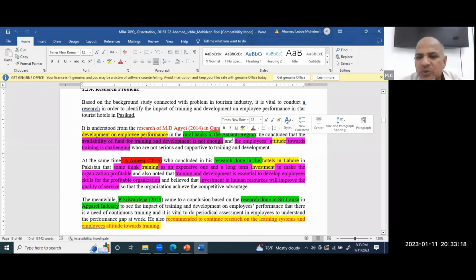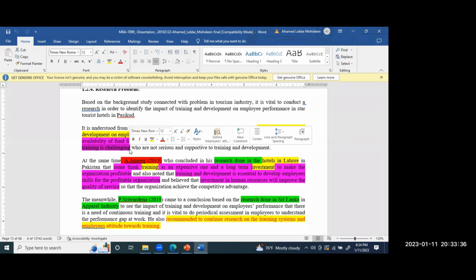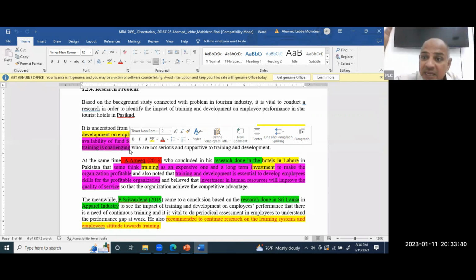He also said the attitude towards the training is challenging. So these two statements motivated me to see whether there is any problem like this in Pasikuda also. Do you understand now? Yes, sir. I'm taking the researcher's problem. He has identified a problem, and I'm taking that problem and testing it in Sri Lanka, in a Pasikuda hotel.